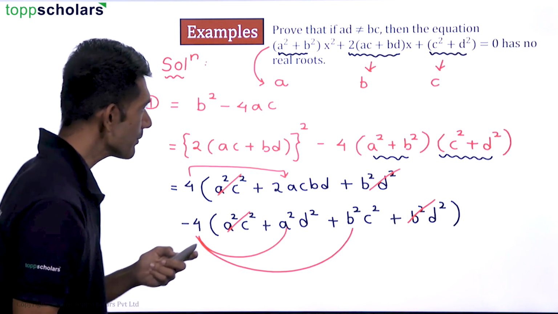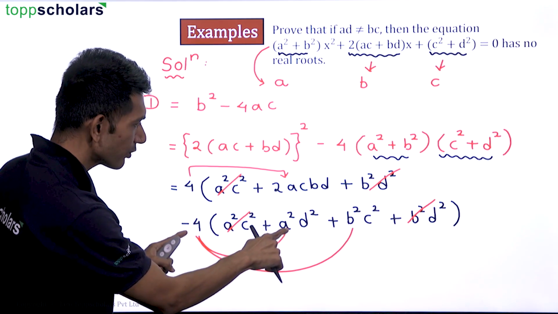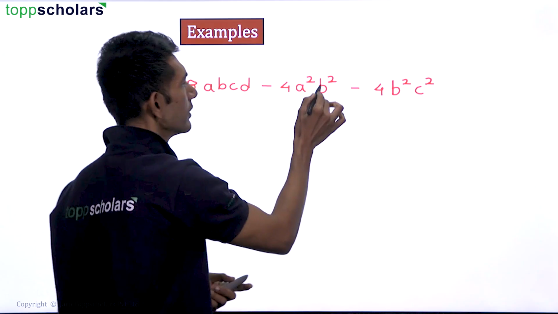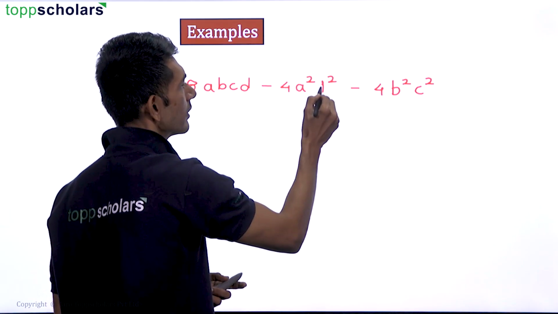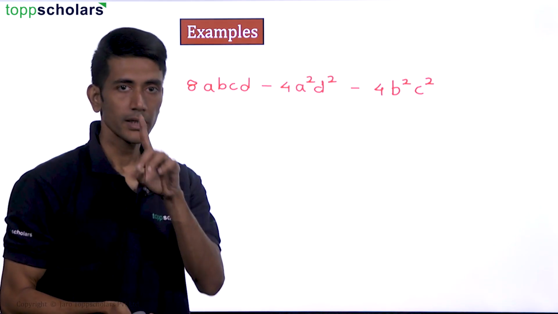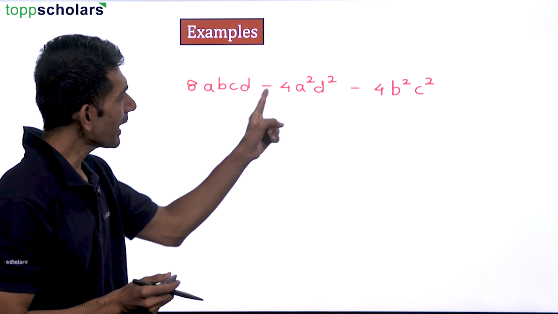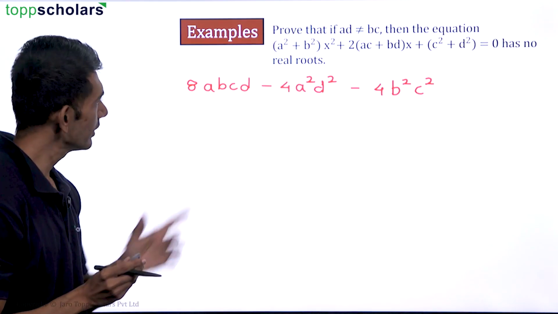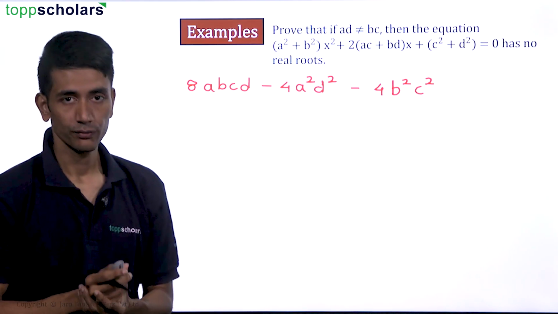Let us check one more time. Minus 4a²d², minus 4b²c², minus 4a²d². Okay, this is d². Correct. Now 8, minus 4 and minus 4. By the way, this was the question. 8 minus 4 minus 4.